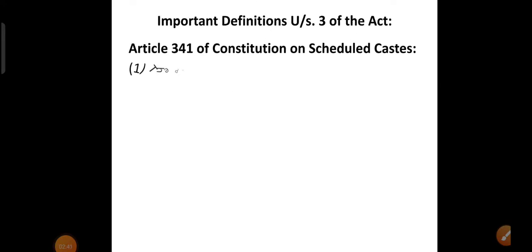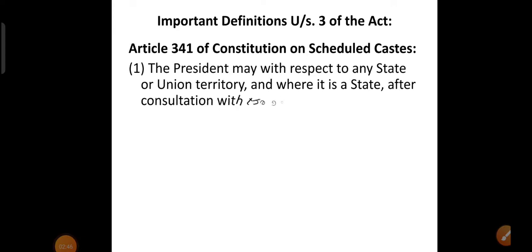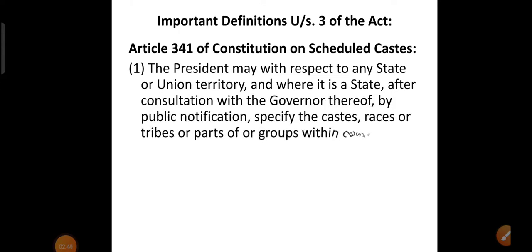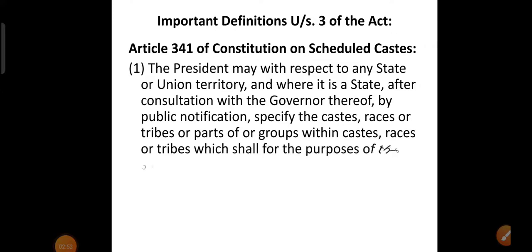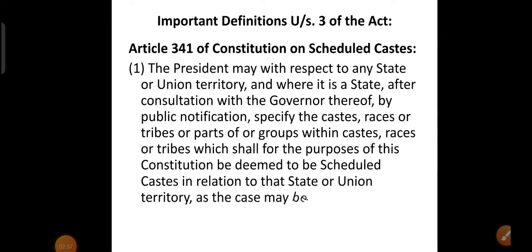So what has been defined under the constitution? There is no particular definition, but the constitution has recognized what is scheduled caste under article 341 of our constitution. There are two clauses under article 341. The first clause says the president may, with respect to any state or union territory, not the whole of India, recognize who is scheduled caste.